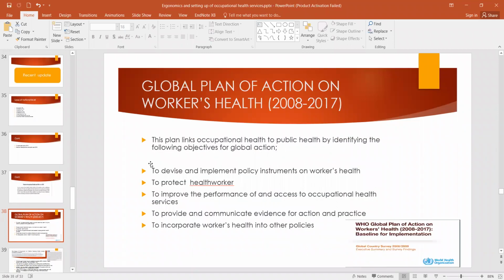There are some international acts, including OSHA Acts and the Global Plan of Action on Workers' Health 2008-2017. This plan links occupational health to public health by identifying the following objectives for global action: to devise and implement policy instruments on worker health, to protect health workers, to improve the performance of and access to occupational health services, to provide and communicate evidence for action and practices, and to incorporate worker health into other policies.